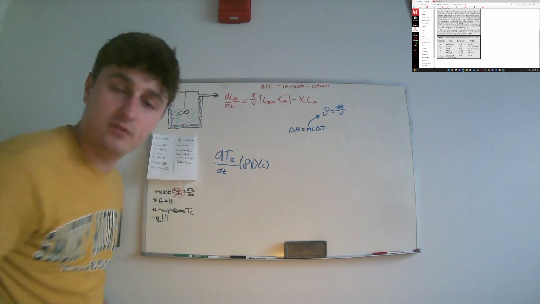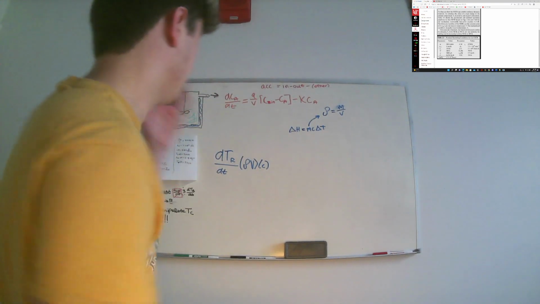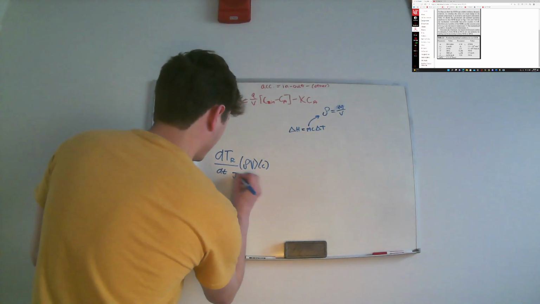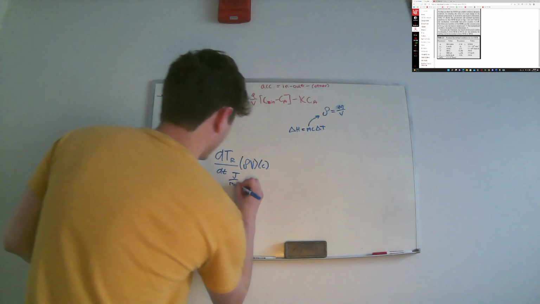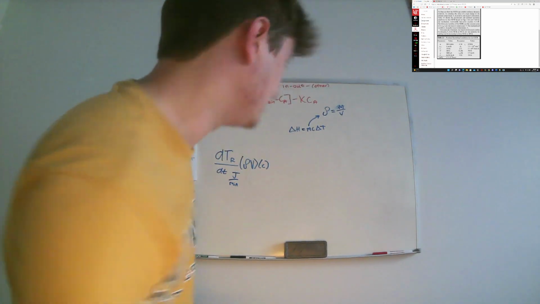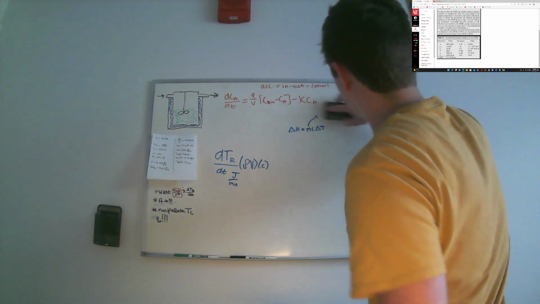So now we've effectively turned temperature over time into energy over time. And this is going to give us joules per minute. That is going to be the units we're going to be trying to achieve the whole time. So let's do this.